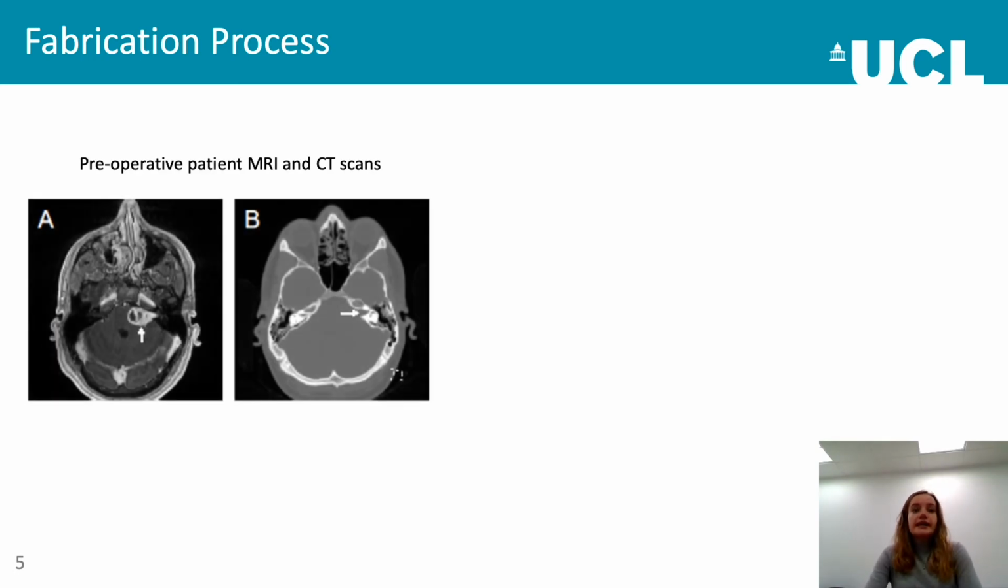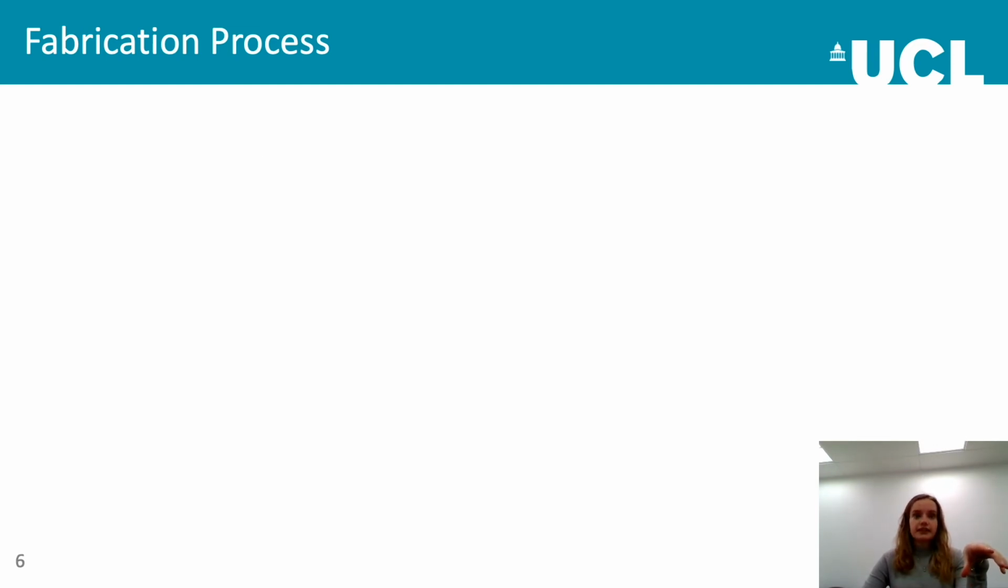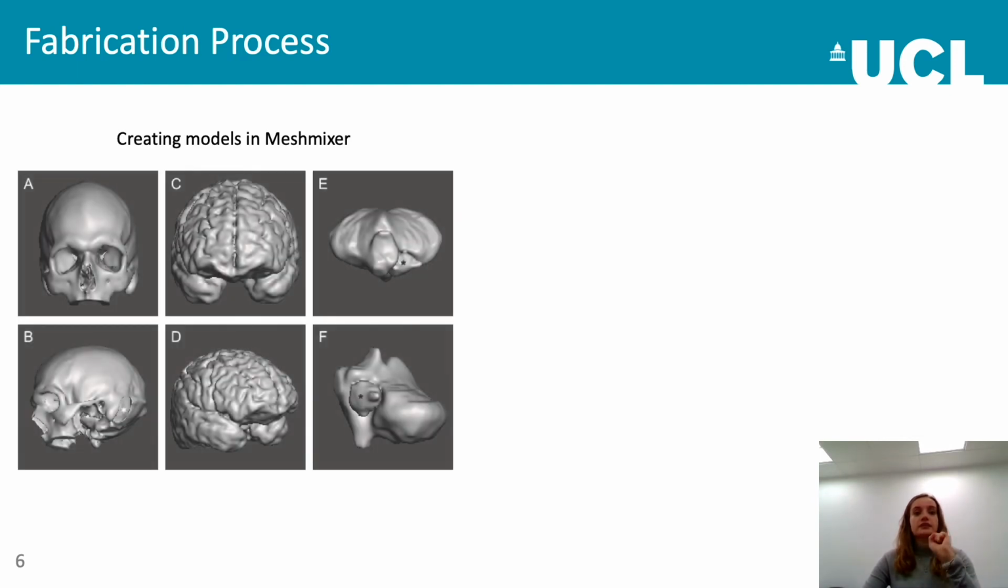I'm now going to talk you through the fabrication process that we developed to create this phantom. We started with the pre-operative patient scans, including the MRI in A and the CT in B. And we used those scans to segment and get the regions that we were interested in. So we segmented out the skull, the two brain hemispheres, the cerebellum and the tumour, using 3D Slicer. And then once we had those segmentations, we used them to create models of the individual parts in Mesh Mixer.